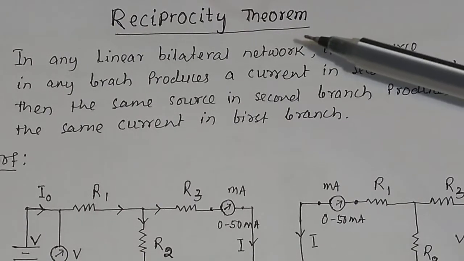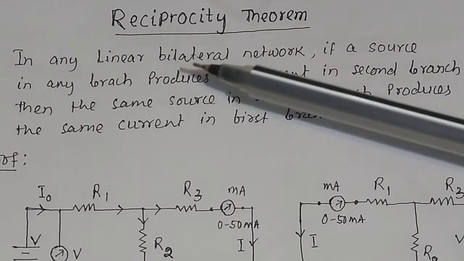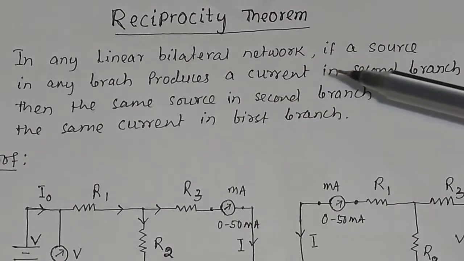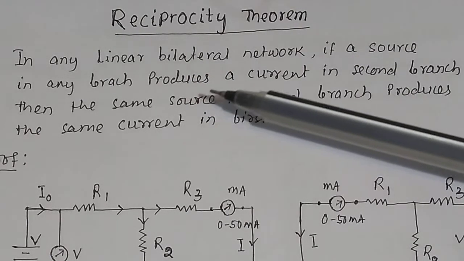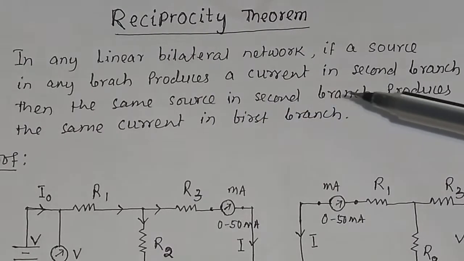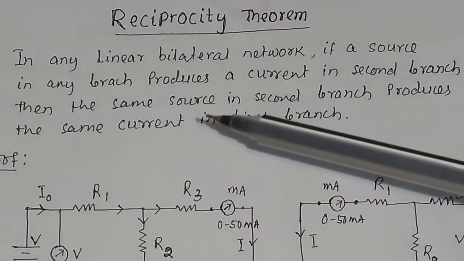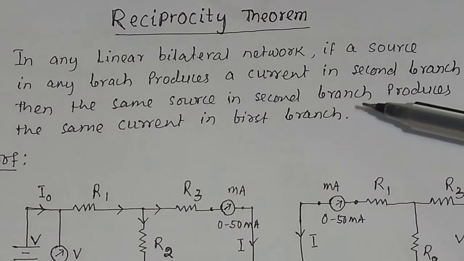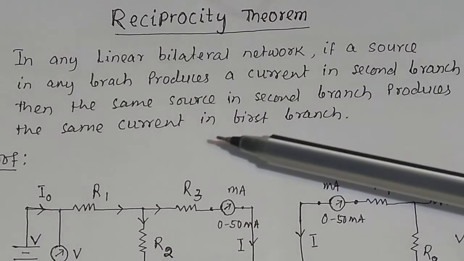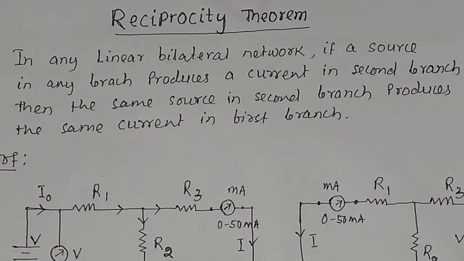Reciprocity theorem. What is reciprocity theorem? In any linear bilateral network, if a source in any branch produces a current in a second branch, then the same source in the second branch produces the same current in the first branch.